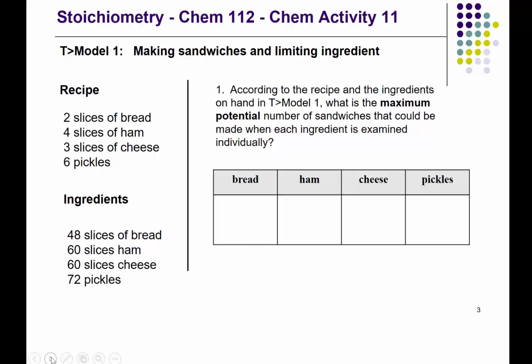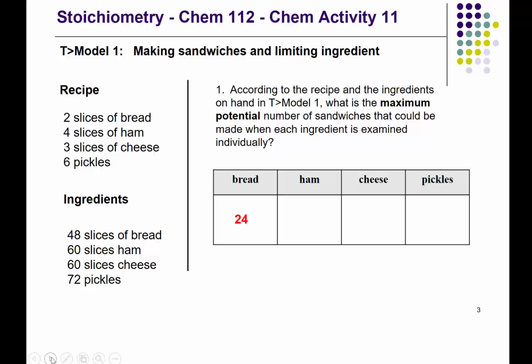So with this first question here, I've got a little bit of a chart, and I'd like you to think about, well, what would be the maximum potential number of sandwiches that could be made when each ingredient is examined individually? To give you a sense of what I mean, given 48 slices of bread and that each sandwich would require 2 slices of bread, I think we could predict, well, we could possibly make 24 sandwiches. So I'd like you to go through that same calculation for the other ingredients.